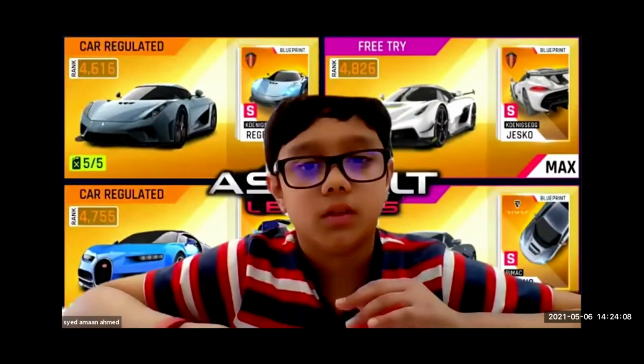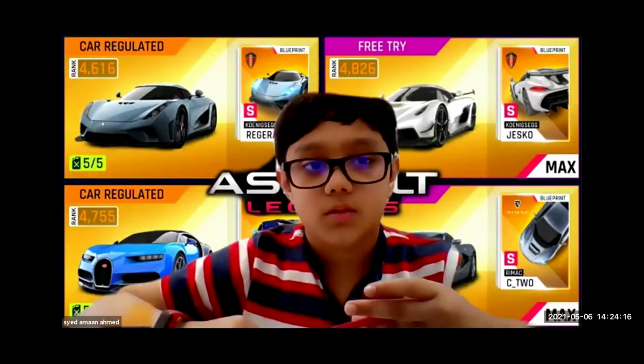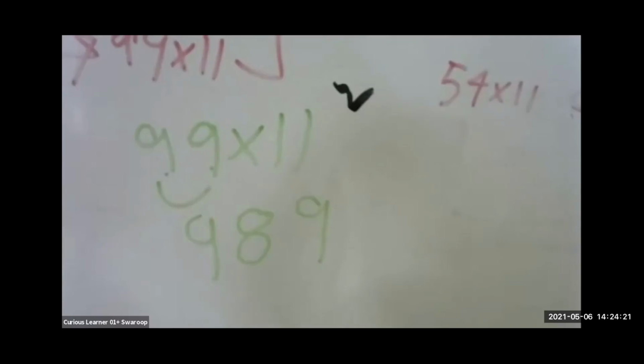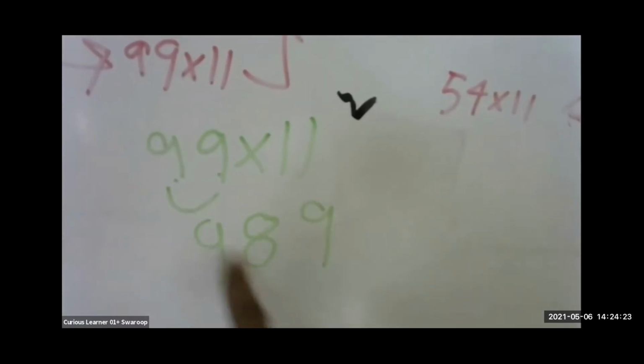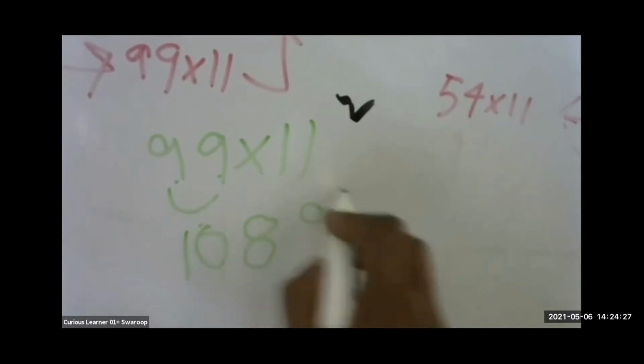So what we did: 99, 9 plus 9. We write 9 here, 9 here. 9 plus 9 is 18, so we write 8 here. But 18, so this 9 will become 10. 1089 is the answer. And the sum is also 1089.